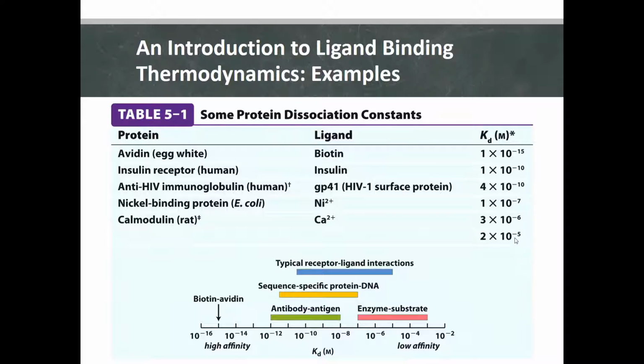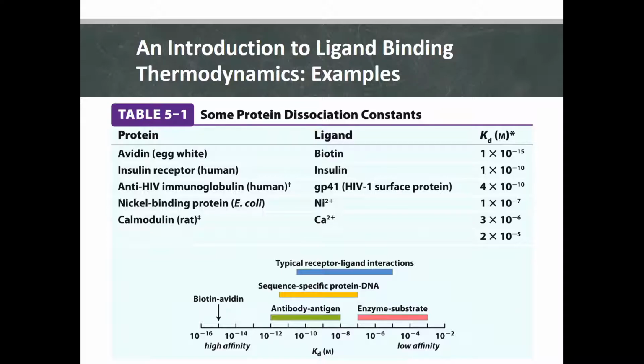On the other end, you'll see calmodulin interacting with calcium with a KD on the order of 10 to the minus 6th. So that's a lot weaker. That's micromolar binding affinity as opposed to the picomolar and femtomolar binding affinities you see on the other end. But you're going to see binding affinities that span all across this range. And usually this is going to be tied to the function of the protein-ligand interaction.